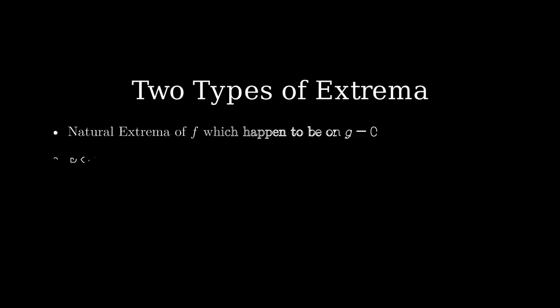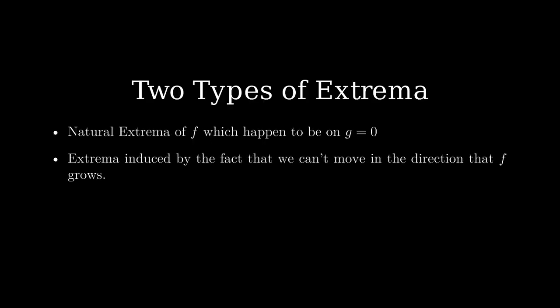We really have two kinds of extrema. So we have local, kind of honest to goodness extrema of f that just happen to be on the contour that g equals 0. And we also have these sort of induced extrema on f that only exist because we're not allowed to go in the direction that f is growing. In a way, we've kind of solved our problem with this observation. Because we know how to find optima of the first kind, that just happens when the gradient of f is equal to 0, and we can just check those points to see if they're on g equals 0.